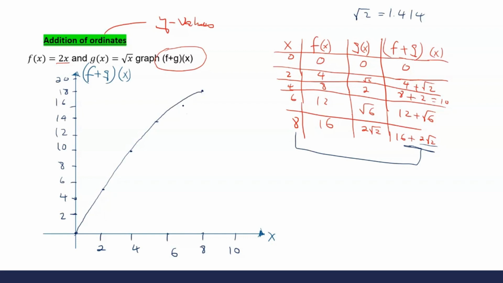And that's how addition of ordinates is done. Whether it's addition, subtraction, or product, it's always easier to form a table of values and then sketch your values from there. And that's it for addition of ordinates.